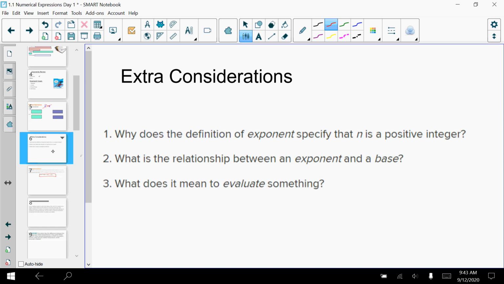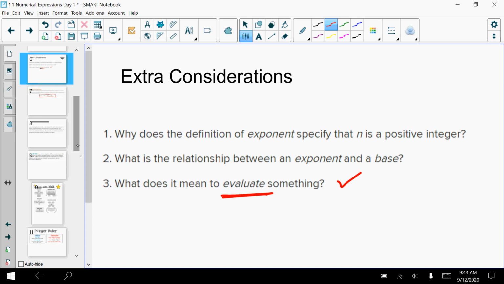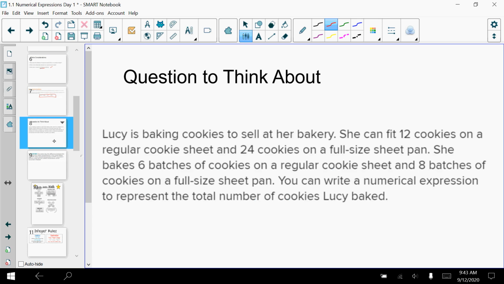We talked about extra considerations in some of our class periods, not all of them. I do need you to make sure that you're aware of what it means to evaluate something. That's a crucial vocab word. You'll see that throughout your math career as well. We also talked about our word problem, and then we discussed some strategies as well. So drawing a picture, underlining, boxing information that you need, and also scratching out information you don't need. That's always a good strategy.